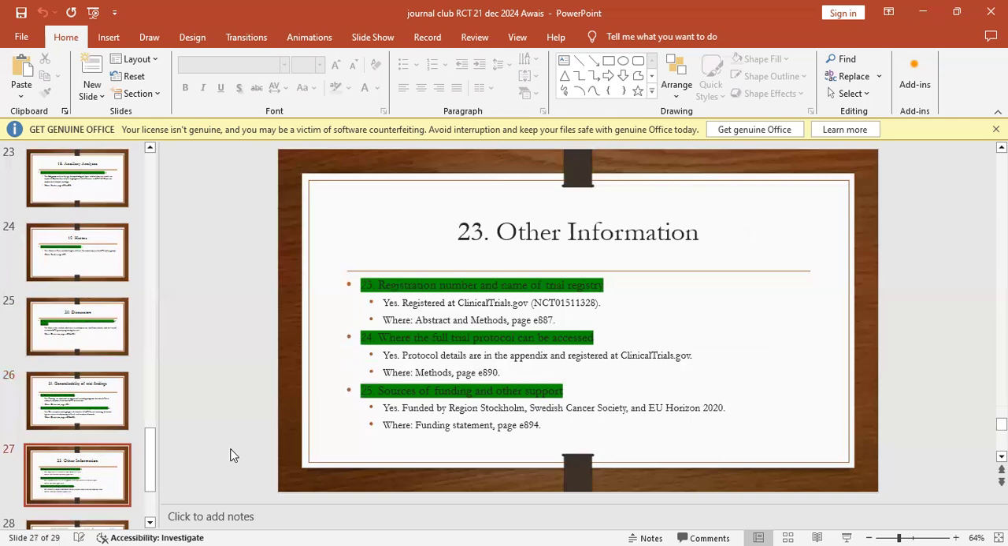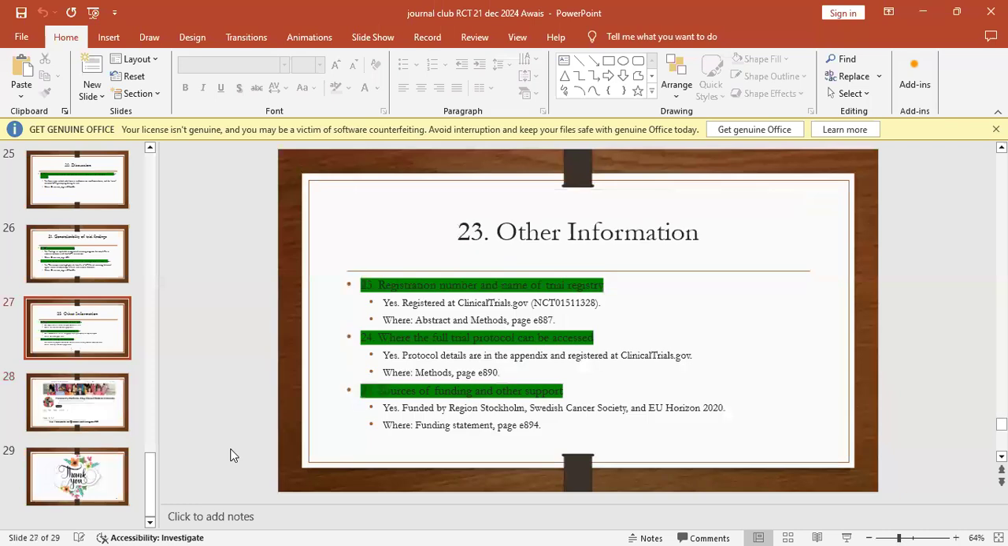Other information is related to the registration number and name of the trial registry. Yes, the trial was registered at clinicaltrials.gov, and its number is given, and where the full protocol can be accessed. Protocol details are in the appendix and registered at clinicaltrials.gov. Now the last point is whether the sources of funding and other support are given or not. Yes, they have given their funding sources, that is the Swedish Cancer Society and European Union Horizon 2020.